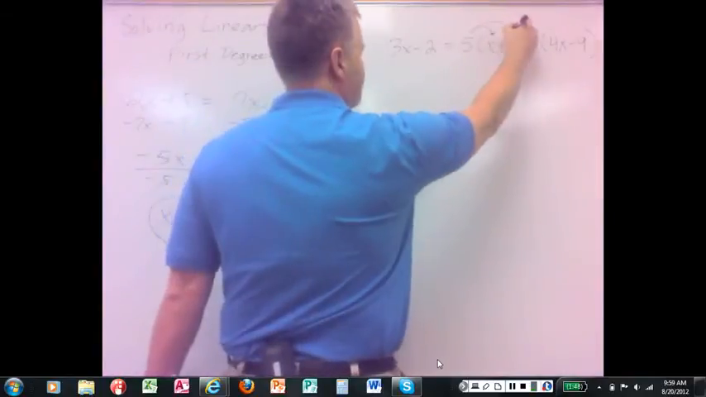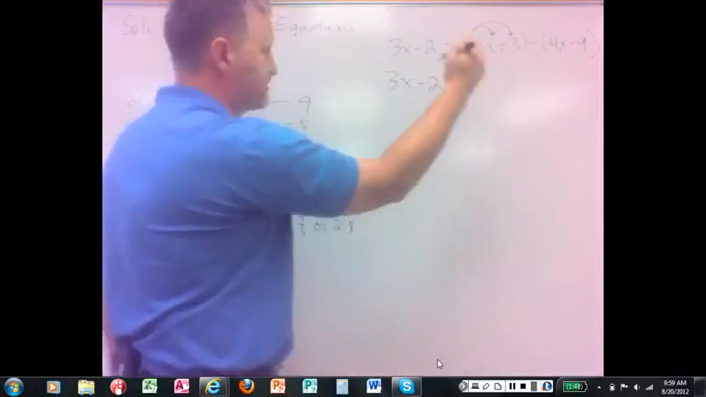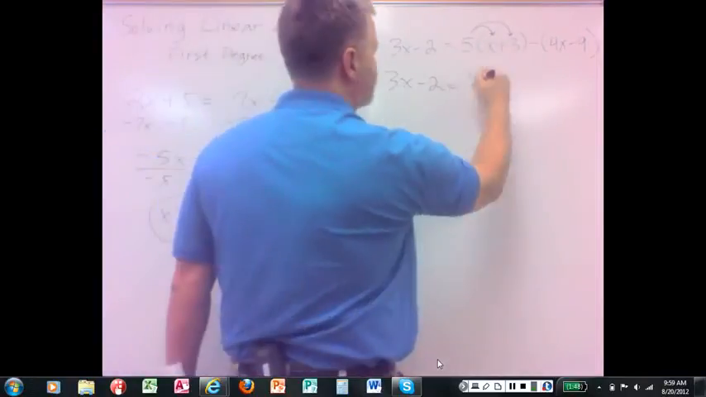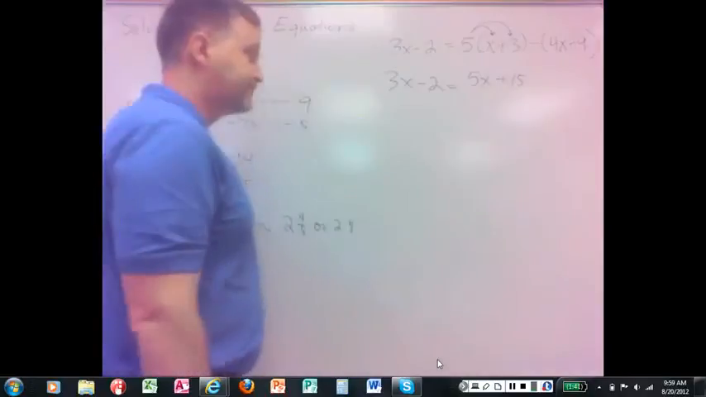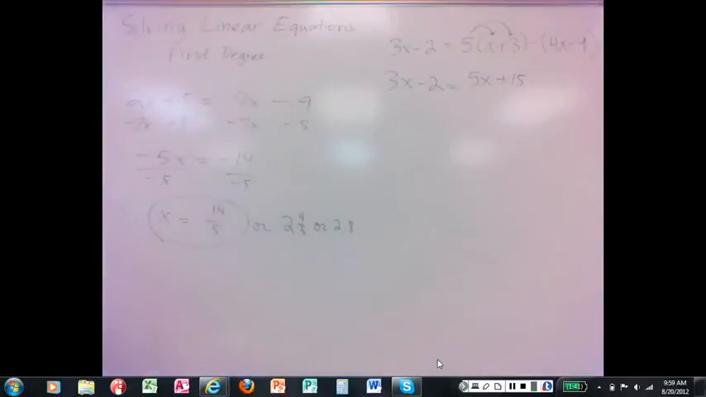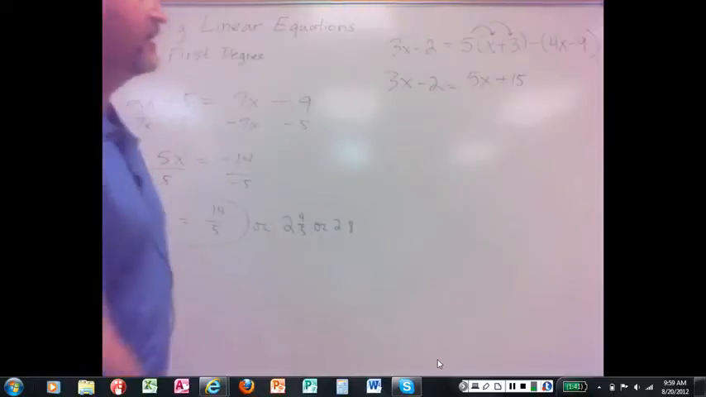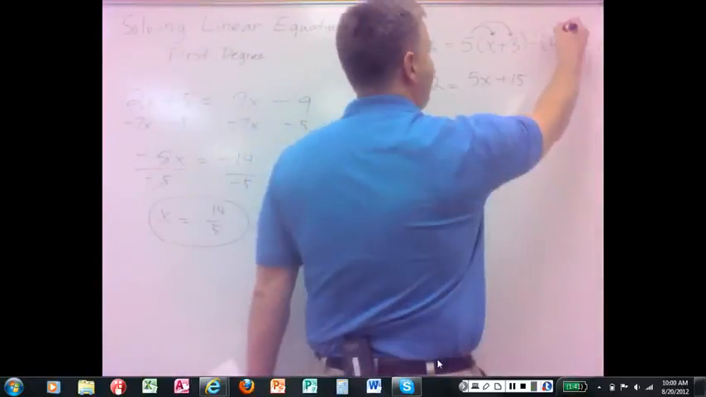So we have 3x minus 2 equals, and then distributing means multiply. So I have 5 times x, and then 5 times 3 is 15. And then this one will come up a little bit too. On the outside here, I've got a minus. What's that going to do? That's going to distribute as well.